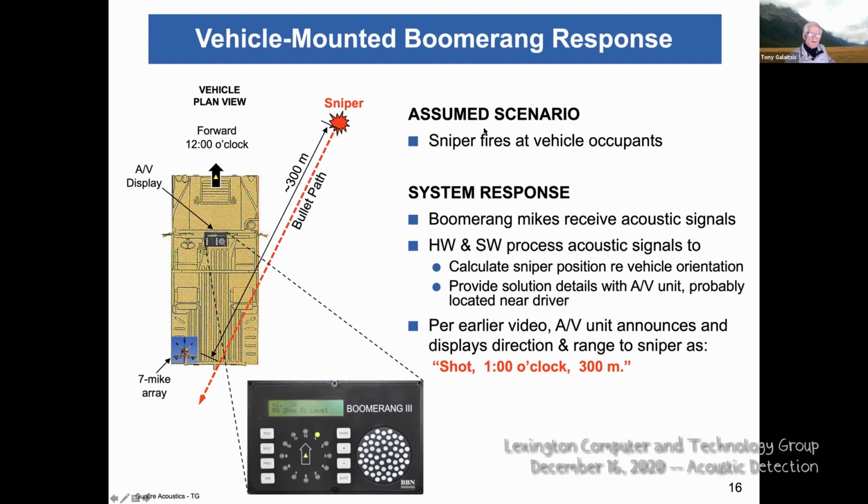So the assumed scenario in this case is that the sniper is here, fires a bullet. This is the red line that signifies the bullet path, and he's about 300 meters away. So the sensors pick up the signal. Somehow they communicate it to this box where it gets processed. I don't know where this box is normally located, but I'm guessing it's somewhere near the driver. And then the system gives both the visual, the LED light, as well as an announcement from the speaker, something like shot 1 o'clock, 300 meters.